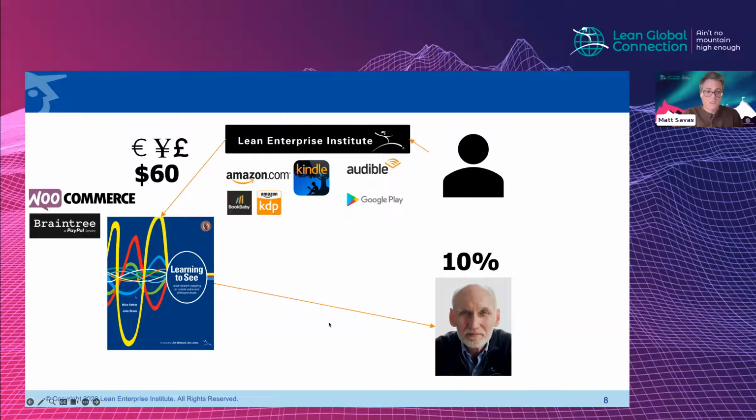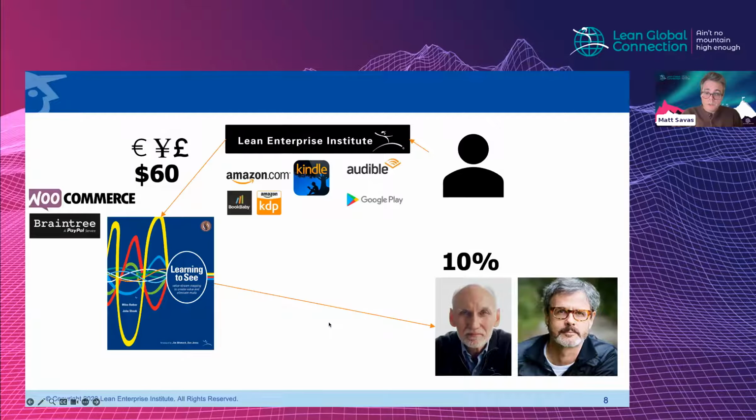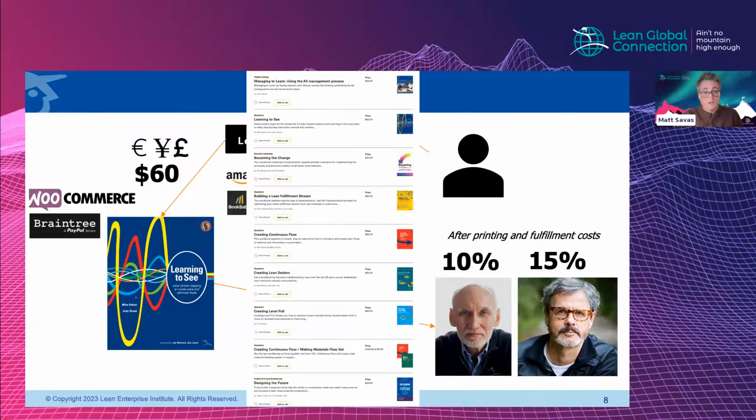Not so easy. And then some books have multiple authors, like Learning to See. It's not just John Shook, it's Mike Rother. And Mike's royalty might be different than John's royalty. Maybe he gets 15%, John gets 10%. And then some contracts are based on top line revenue, but some you have to subtract the printing costs and the fulfillment costs from the order before you calculate the royalty. So what looks like a very simple process is actually very complicated. And at LEI, we have to do this for whatever, 20, 24 books every single month.